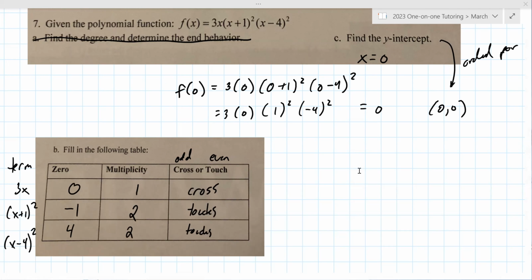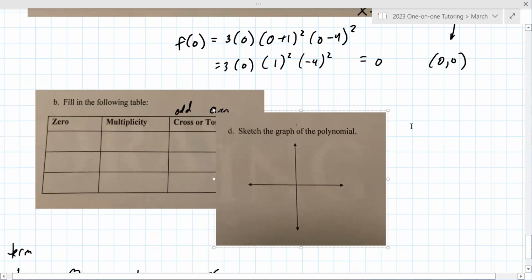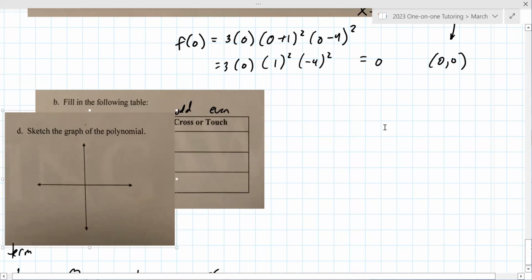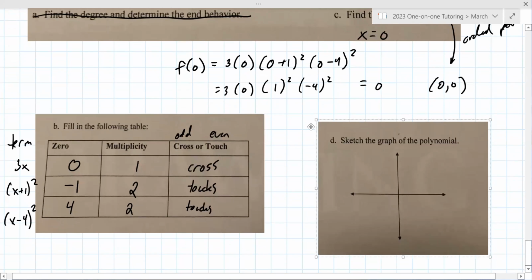This is necessary to do the graph. So if they ask you to graph it, and wow, that really didn't work out. Give me a minute here to clean this up. All right. There it is. Okay. If they ask you just to graph it, you still want to make a table or at least have some ideas. So you start with the zeros. You have one at -1, 0, and 4.